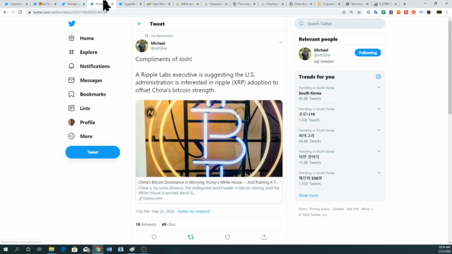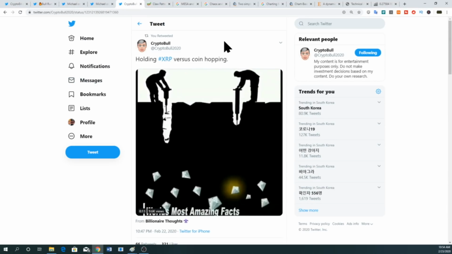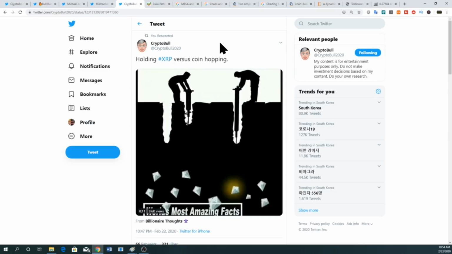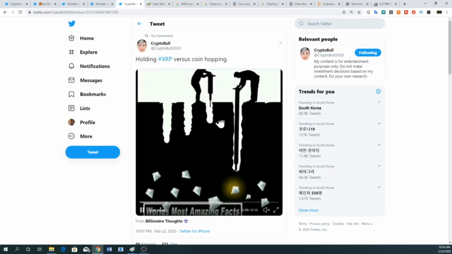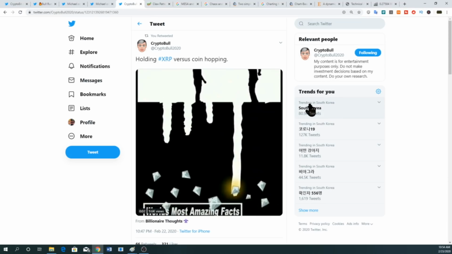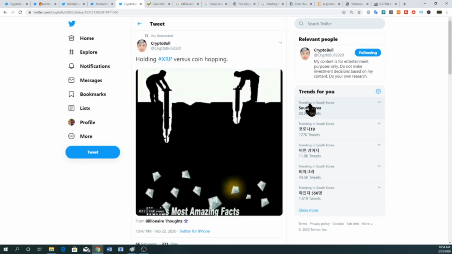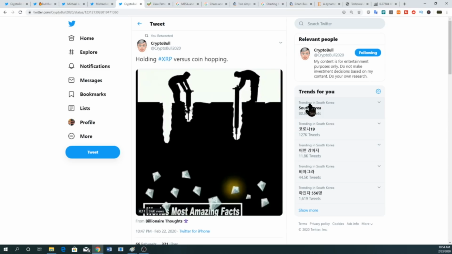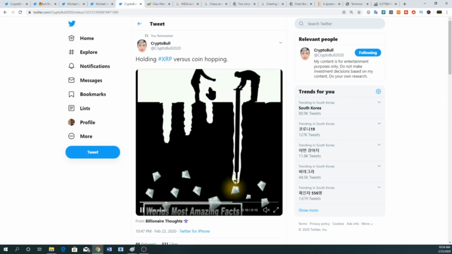Now, this is the next one from the Crypto Bull, and it's showing you a GIF from the billionaire thoughts, and you can see that if you hold strong, you will get what you want. That's patience. You need that in any kind of market. If you are an investor, stay strong. If you jump from one coin to another, just looking for profit, this will be what will be happening to you. Guys, that's all for today's video.